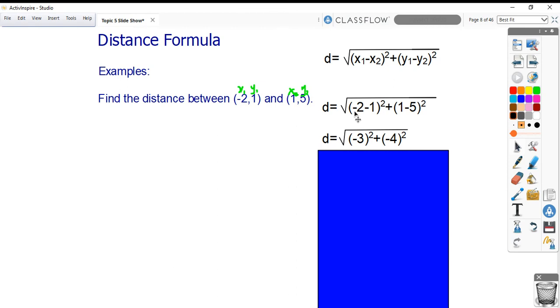Just off the top of your head, this is a very simple thing. Negative 2 minus 1 is negative 3. 1 minus 5 is negative 4. So simplify that as you go along. And then when you get to this point, it's really easy too, because you've got this.